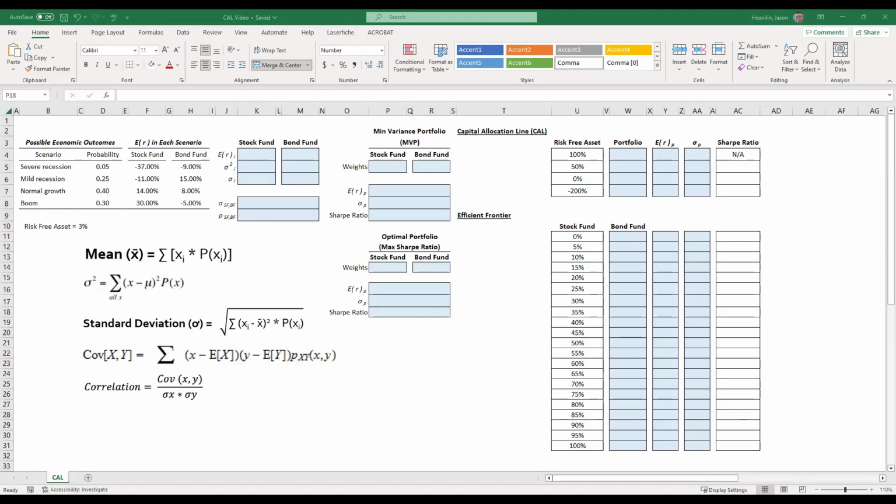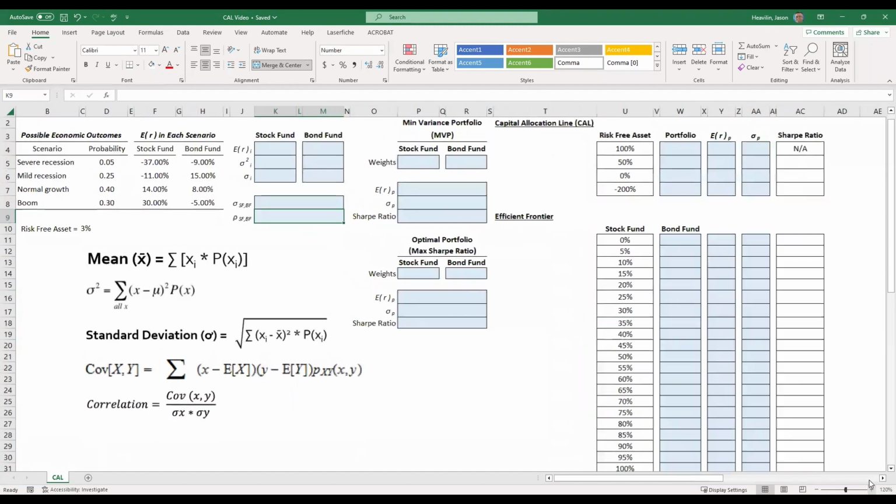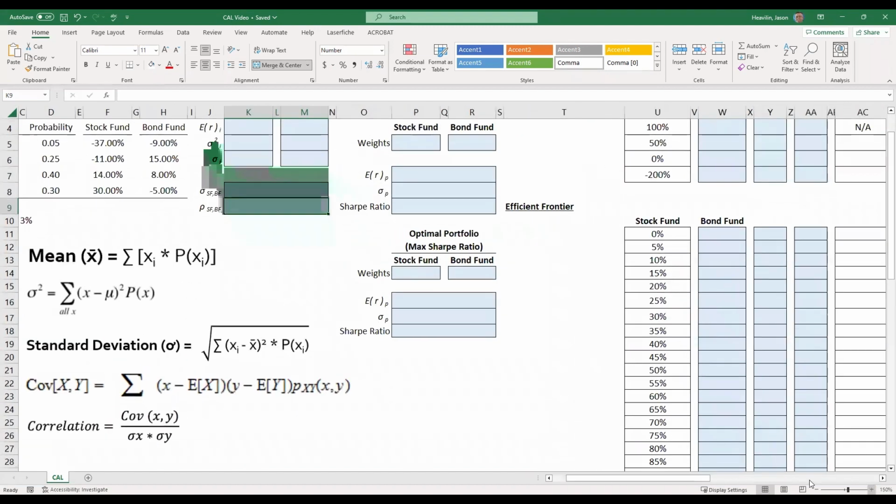This video is going to be part one of the process to build portfolios that follow the capital allocation line. This first part, we're going to focus on the stock fund and bond fund returns, variance, standard deviation, covariance, and correlation. In other videos, we will continue filling the rest of the spreadsheet. So I'm going to zoom in so we can focus on that part.